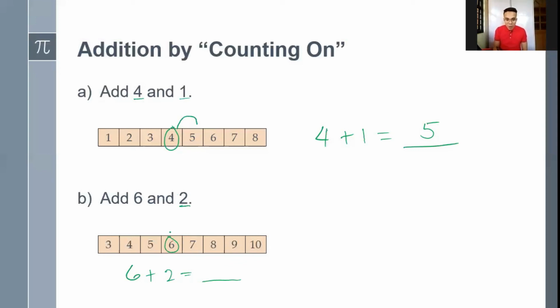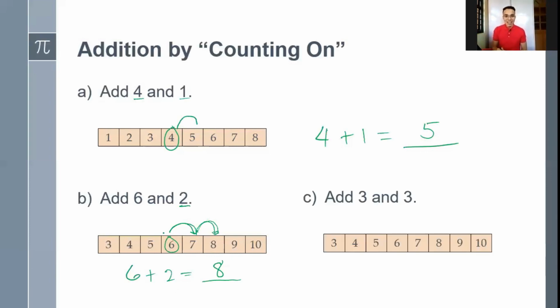So we have here 1, 2. Again, 1, 2. Make sure not to skip any number. Okay? So we landed on number 8. So 6 plus 2 is 8. Using our brain, we are going to put 6 in mind, and then show your 2 fingers. 6, 7, 8. Again, 6, 7, 8. So 6 plus 2 is 8.